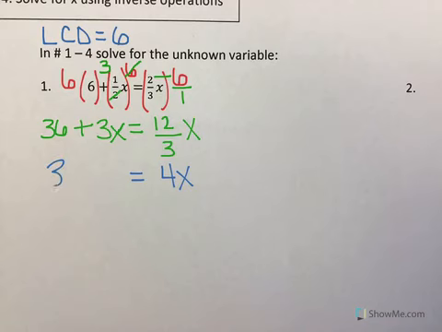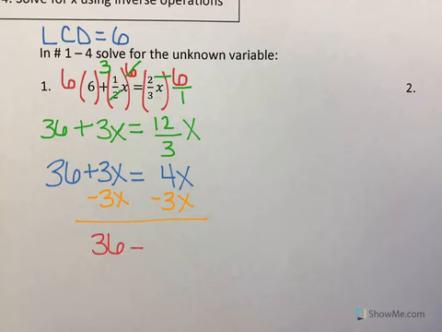Now we can solve. So we have 36 plus 3x equals 4x. So the last thing that we're going to have to do is subtract 3x so that we can get x alone. And when we do that, we end up with 36 equals x, and we're done with question 1.